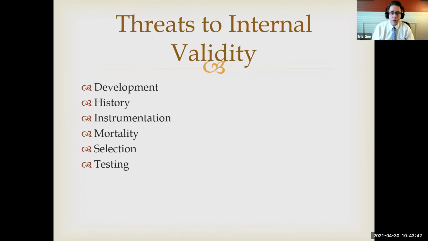All right, this next one is history. Again, this is going to be an issue when you are doing a pre-test, post-test kind of study. By that we mean you measure something, you apply an intervention or you make an observation, and then you measure something again. Now, history means that there is some event that has occurred between the first and second measurement that may account for the change.